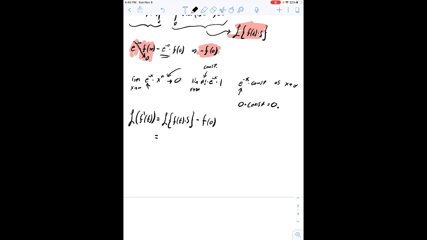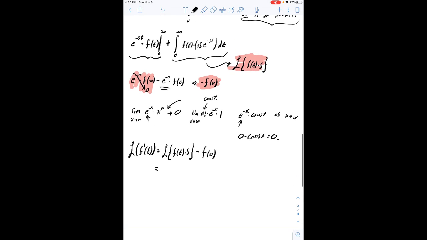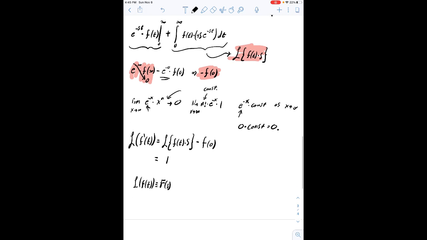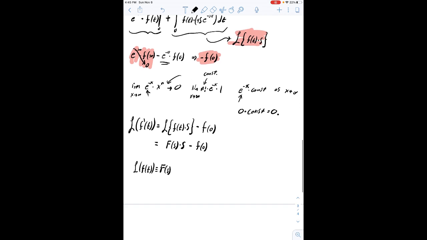So using the notation above, where the Laplace transform of f of t is defined to be big F of s, we get F of s times s minus f of 0. And this is going to be used in the future to solve our differential equations in the next example.